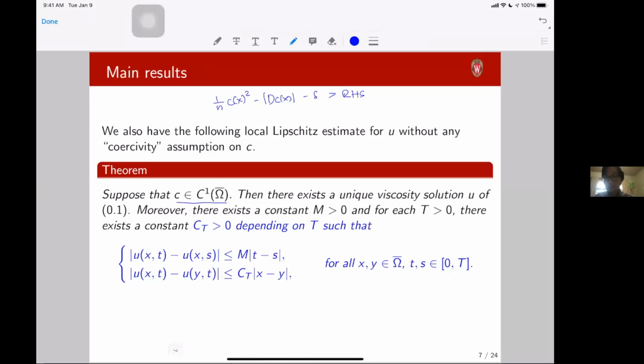If we don't impose this kind of conditions, we still have well-posedness, and the solution is still Lipschitz in time, but we're only going to have that the solution is locally Lipschitz in space. I mean, okay, I have to be careful what I'm saying here. What I mean is that it's still Lipschitz in space, but the Lipschitz constant C_t really depends on t, and C_t might blow up as t goes to infinity.